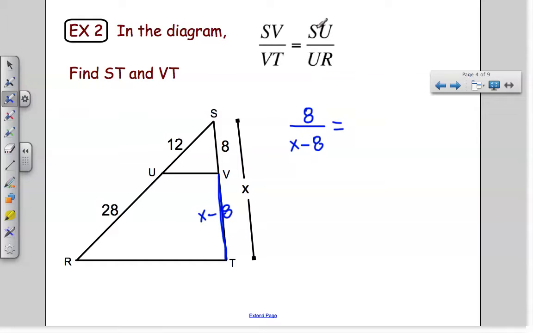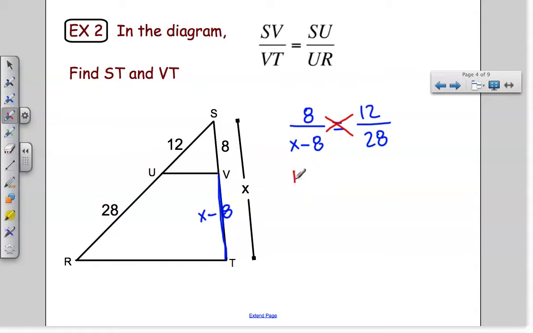And that equals SU. Now SU was a length of 12 over UR. UR here to here is 28. Alright, I want to find ST and VT. So ST was x. When I find x, I will have ST, and then I will find VT by doing that number x minus 8. So let's solve this proportion by cross multiplying.